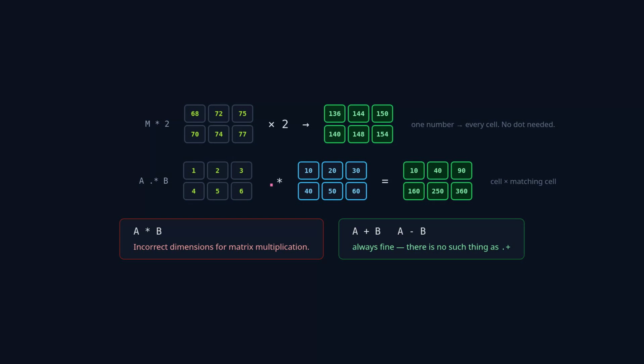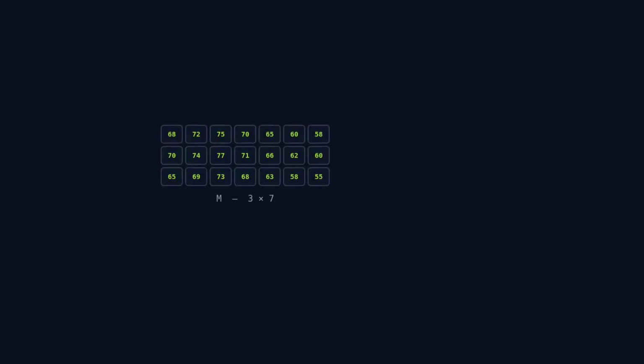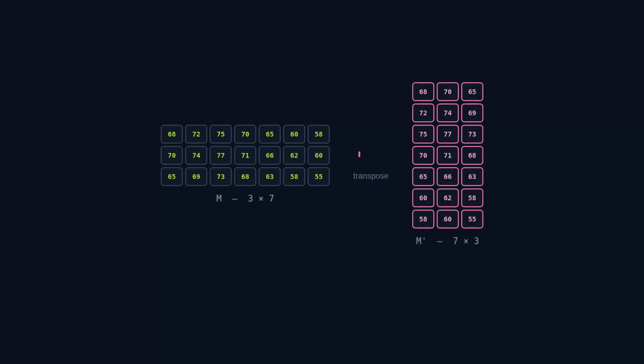Plus and minus never need a dot, by the way. There's no such thing as dot plus, and apostrophe transposes. Rows become columns, and columns become rows. M prime turns our 3 by 7 grid into a 7 by 3 one. Days down the side, sensors across the top. Same 21 numbers, flipped about the diagonal. It's also the quickest way to turn a row vector into a column vector.